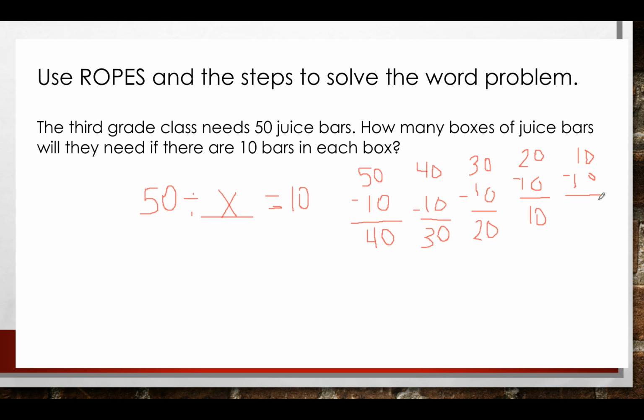So we're done subtracting. So in order to get our answer for X, which is our unknown, we count how many times we subtracted 10. And we subtracted 10 1, 2, 3, 4, 5 times. So that means that our answer is 5. So we would need to buy 5 boxes of juice bars in order to have a total amount of 50, in order to make sure everybody in the 3rd grade class was able to get a juice bar. Okay?